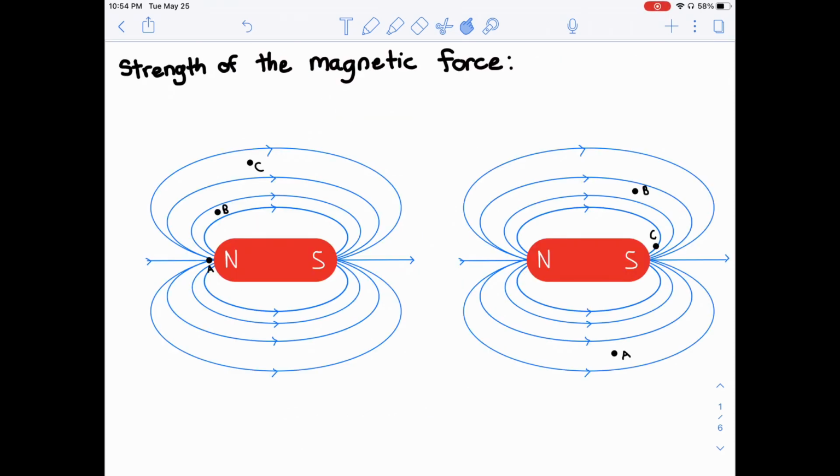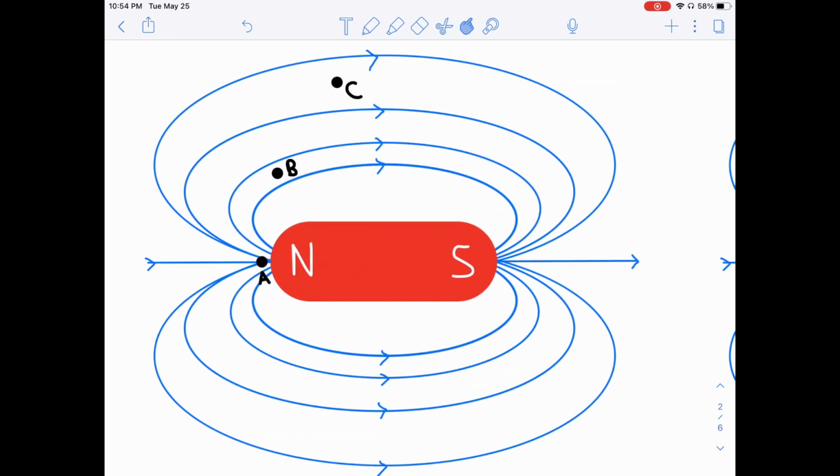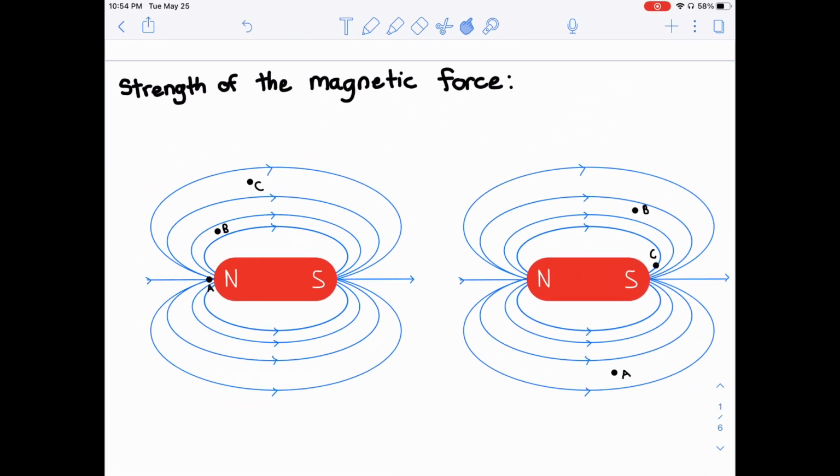So next, the strength of the magnetic force depends on the distance away from the magnet. In these diagrams, we can tell where the magnetic force is the strongest based on the density of the field lines. So, in this first diagram, which object would feel the strongest magnetic force? We can tell that object A would feel the strongest force because it is in the spot where the field lines are the most dense.